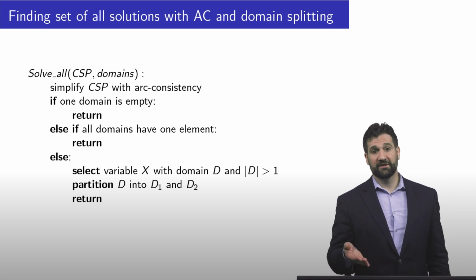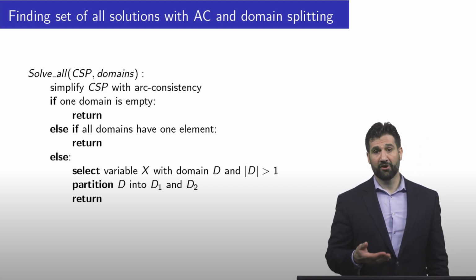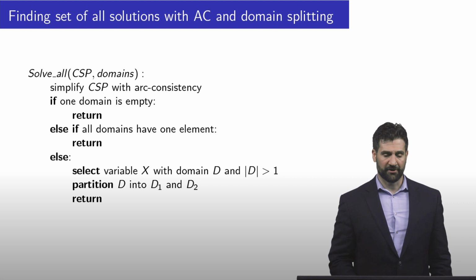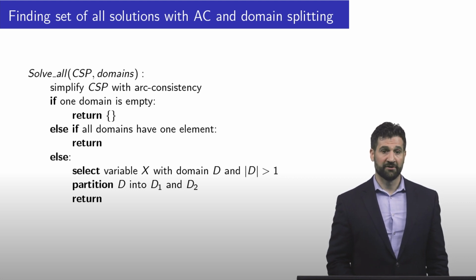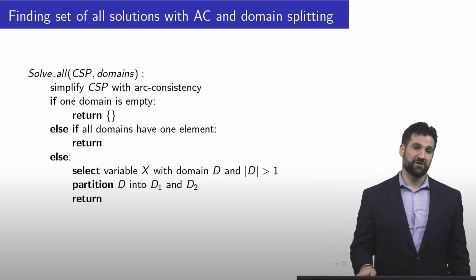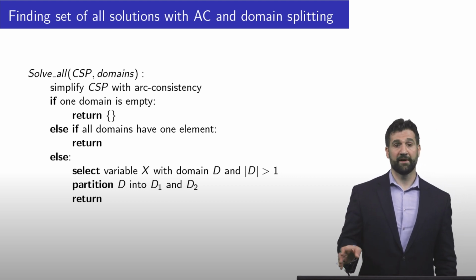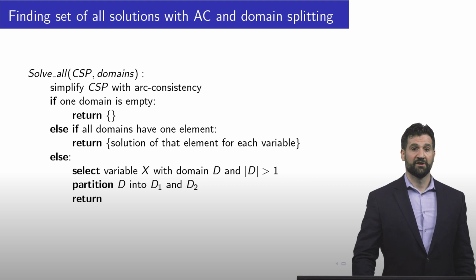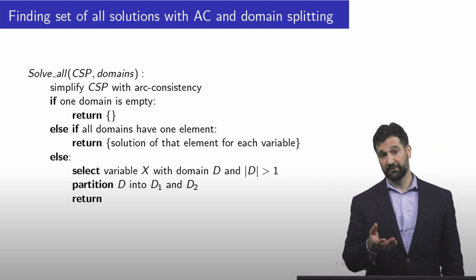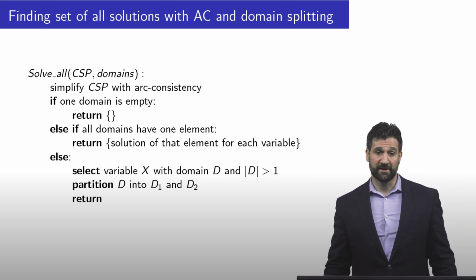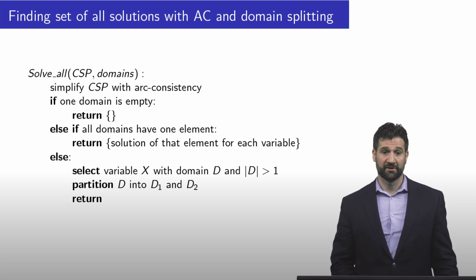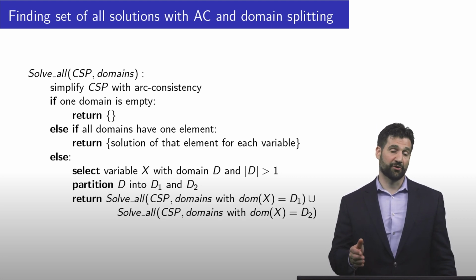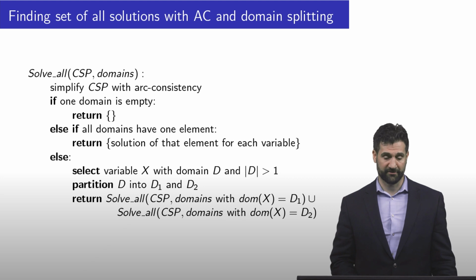This same technique can now be used to find all solutions with arc consistency and domain splitting. Now here we just change what we're returning, where if the domain is empty, we're going to return the empty set because that's not a solution. If each has one element, now we return that assignment that includes that one element. And then again, otherwise we're going to do the same type of recursive call.